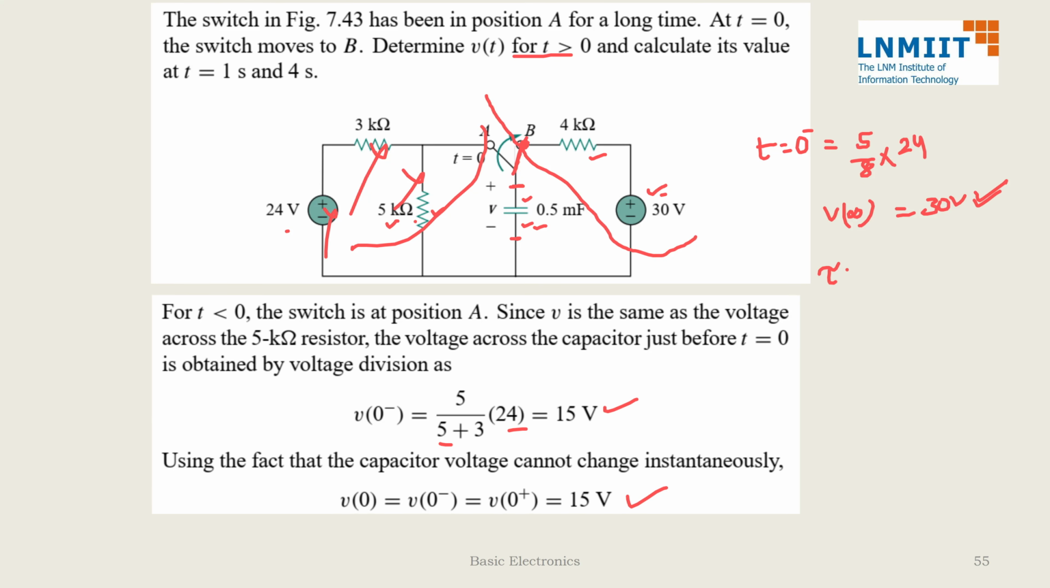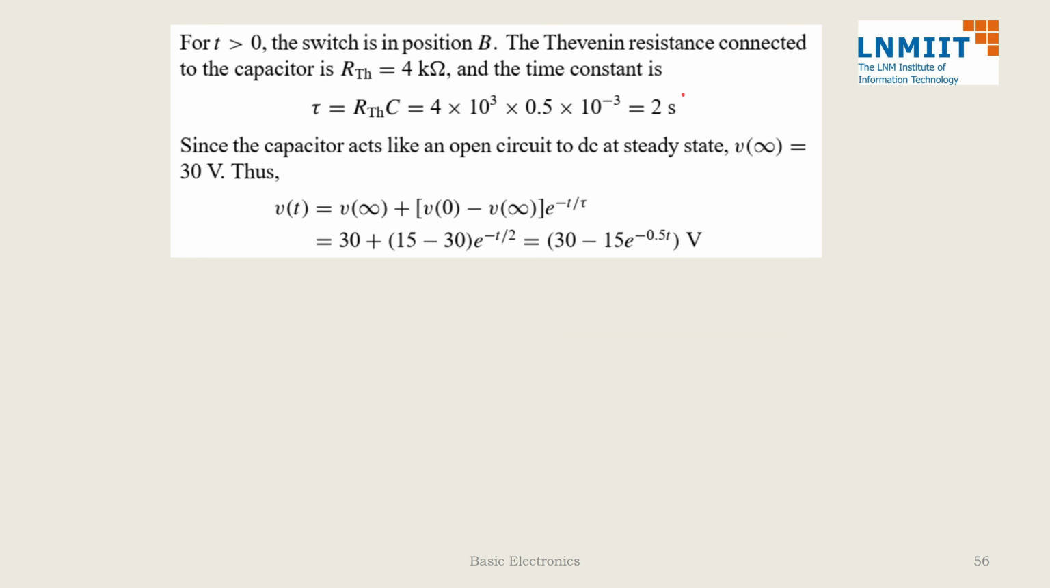Now what is tau? Tau is RC. What is R? R is 4 kilo ohm. What is C? C is 0.5 millifarad. Multiply them, you got tau also. So you got tau, you got V infinity. So what is my final equation? V infinity plus V initial minus V infinity into e raised to power minus t by tau. So V infinity is 30, initial is 15, 15 minus 30 is minus 15, so 30 minus 15 e raised to power minus 0.5 t. So that is our equation of voltage across capacitor.